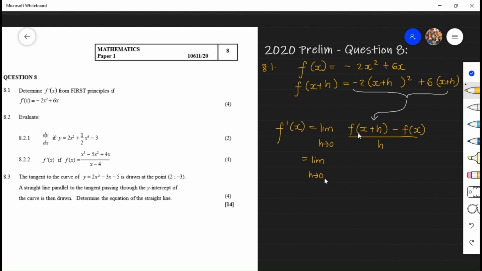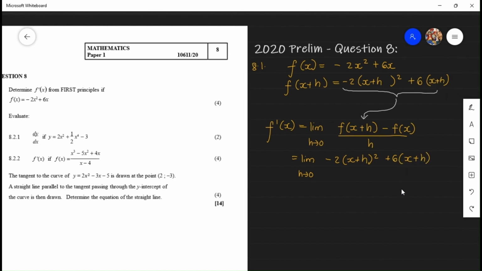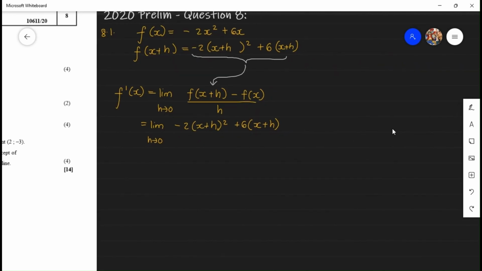So we substitute f of x plus h. That is going to give us negative 2 into x plus h squared plus 6 into x plus h. What we've now substituted is only f of x plus h. We now need to substitute f of x. So we bring down the negative. We open up a bracket because we are substituting multiple terms. So we substitute negative 2x squared plus 6x.